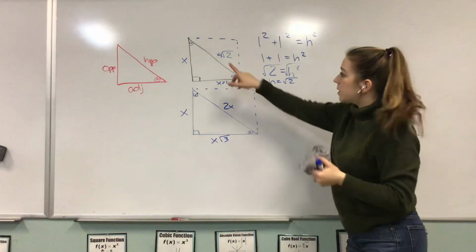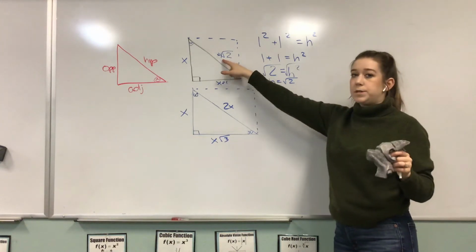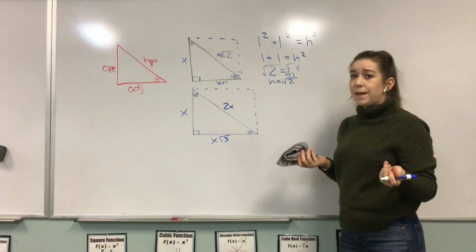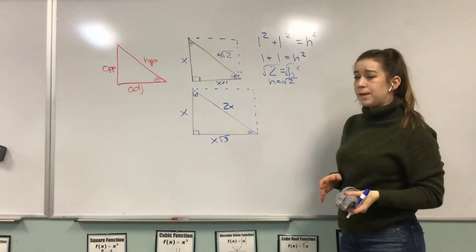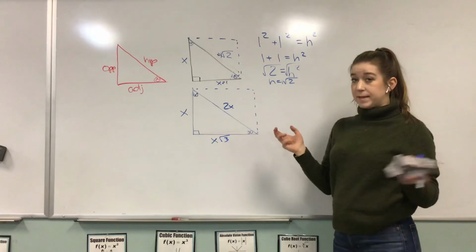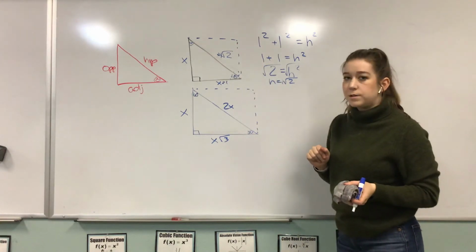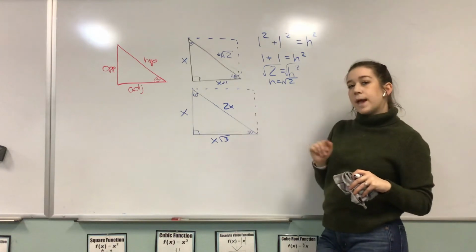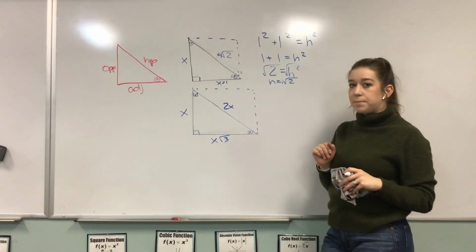Now, if you look up here, it says x times root 2. Our x is 1, and so technically that is correct right there because that is an invisible 1. Now, hopefully that makes sense. Now that I've proved it, you just need to memorize it. Hard work's done. Next thing we have is a 30, 60, 90.